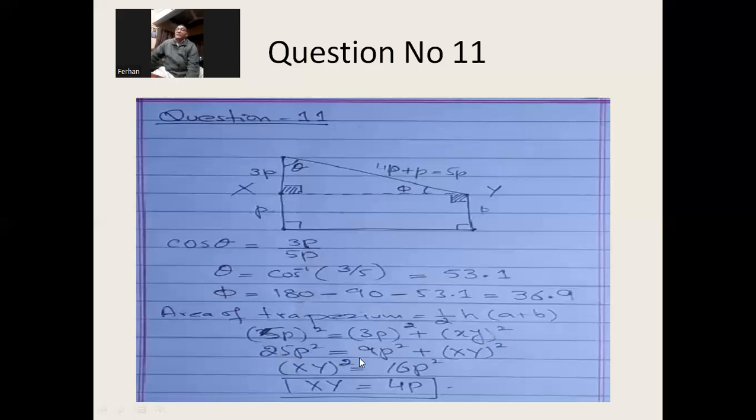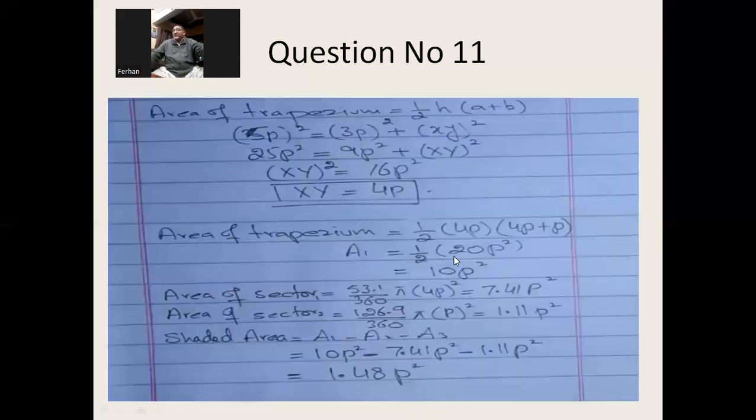So it will be 25P square equals 9P square plus xy whole square. So xy whole square will be equal to 25P square minus 9P square. That will be 16P square. Then I will take the square root on both sides. So you will have 4P. So xy will be equal to 4P. So I know this side is 4P, this side is also 4P.